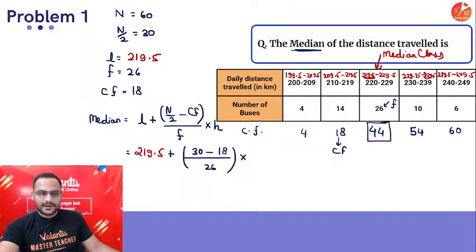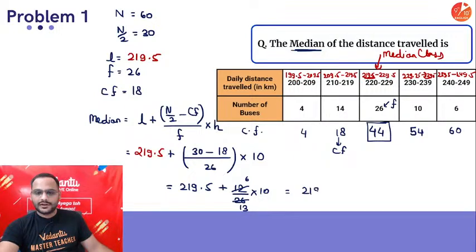Okay, then multiplied with H. H is what? Class limit, है ना? So 229.5 minus 219.5, how much is it going to be? It is going to be 10. So we'll be getting 219.5 plus 30 minus 18, so 30 minus 18 will be 12 by 26 into 10. You'll say 2 sixes are 12 and here 13 times. So this is 219.5 plus 60 by 13.